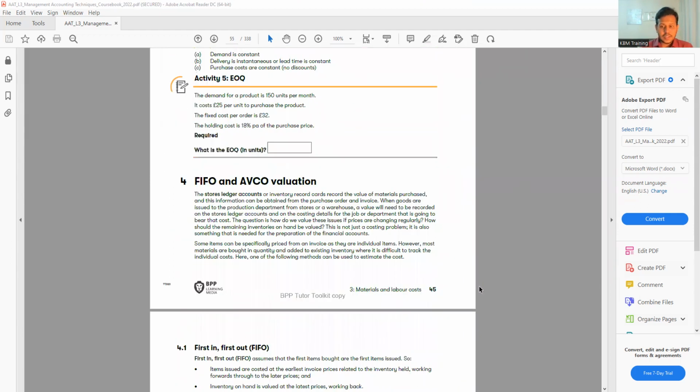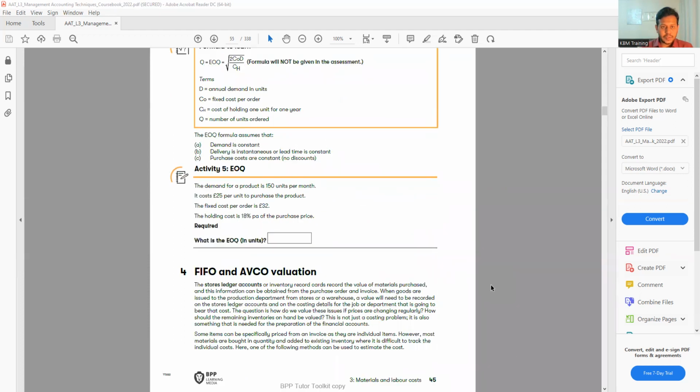So let's try this one, EOQ, economic order quantity. So what is the EOQ unit? So we have to see how we can find out how much the EOQ is. So I need to first know the formula. This is our formula. On the top is 2CO times D. In the bottom, CH, cost of holding. Let's try that. So 2 is from the formula, we have to use the root. And CO, cost of ordering.